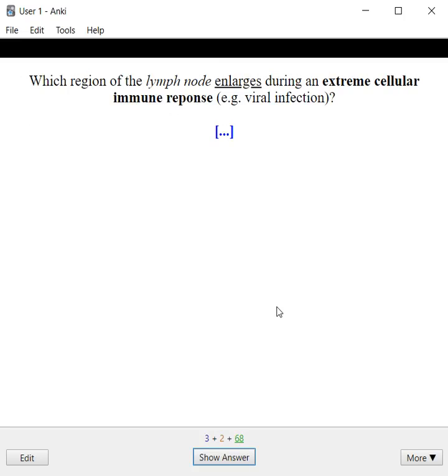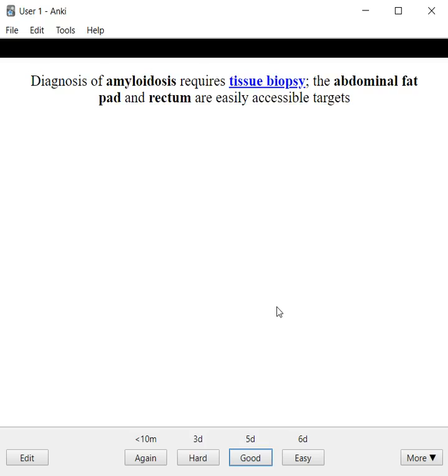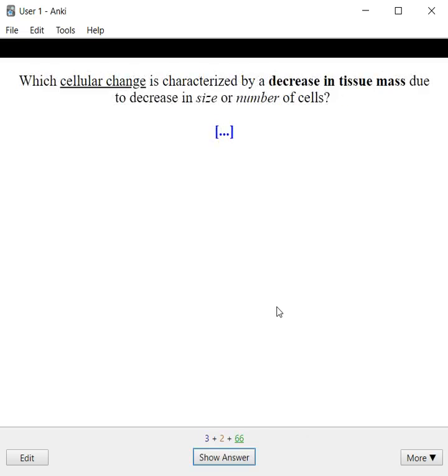Which region of the lymph node enlarges during an extreme cellular immune response, for example viral infection? The paracortex. Diagnosis of amyloidosis requires what? Remember that the abdominal fat pad and the rectum are easily accessible targets. You need a tissue biopsy for diagnosis of amyloidosis.